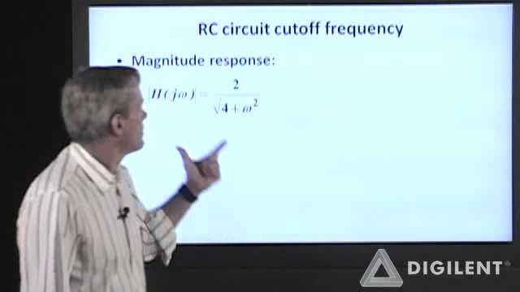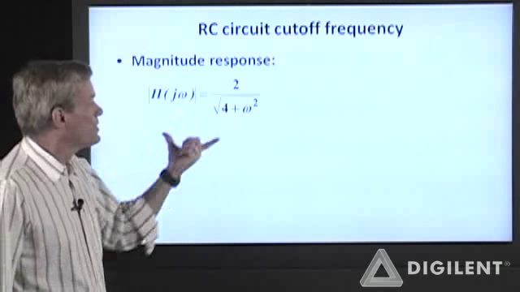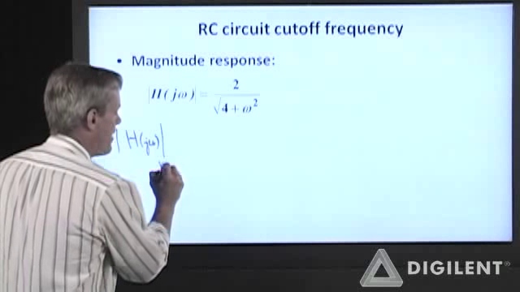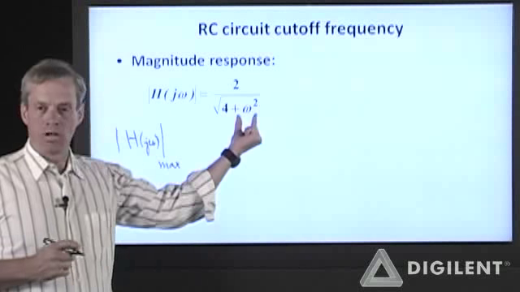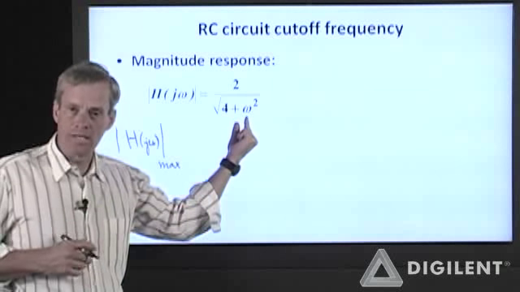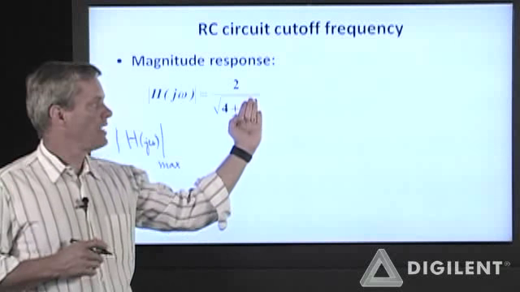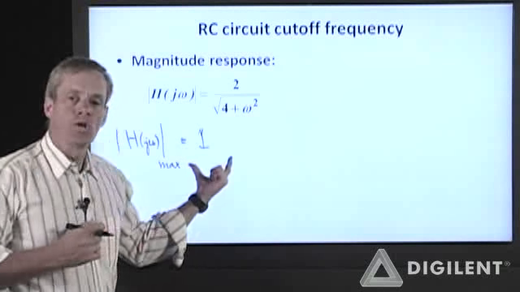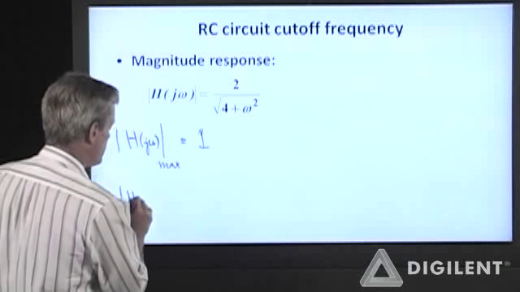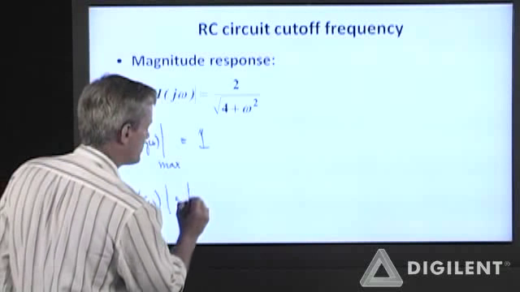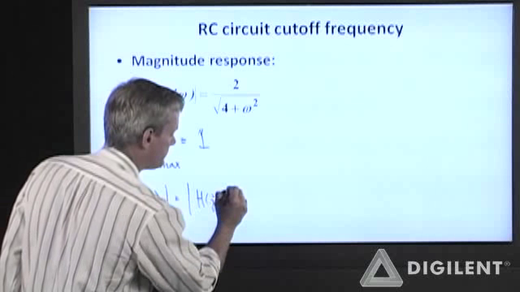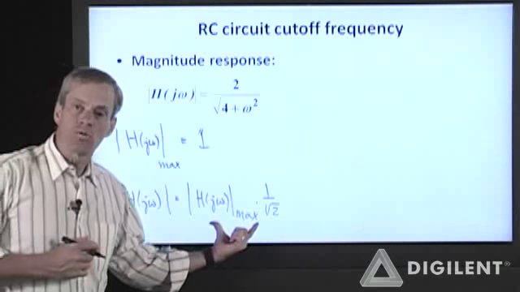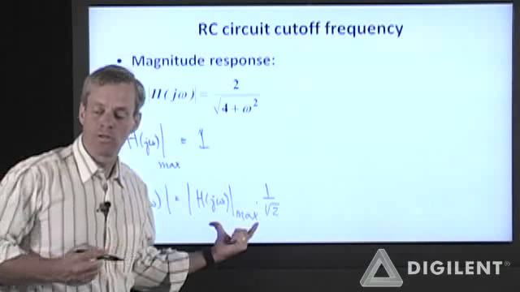For our RC circuit, our magnitude response was this. So the maximum magnitude response, h of j omega max, we said that this is its largest value when omega is 0, and it decreases for higher values of omega. So when omega is equal to 0, we have 2 over the square root of 4, which is just 1. So when the magnitude of h of j omega is equal to h of j omega max times 1 over square root of 2, that's where our corner frequency or our cutoff frequency will be.